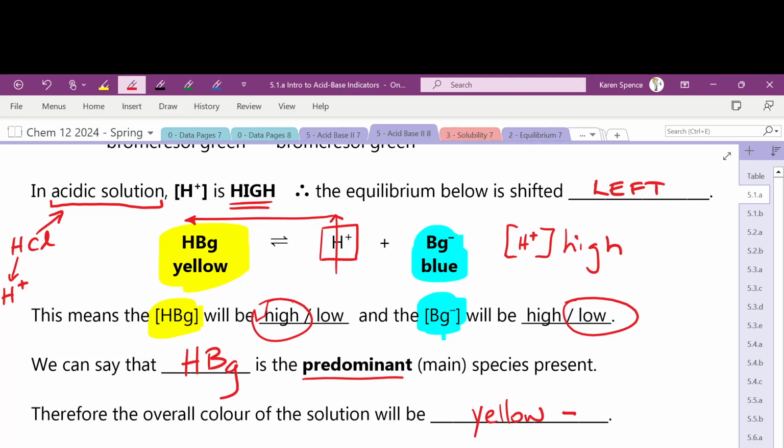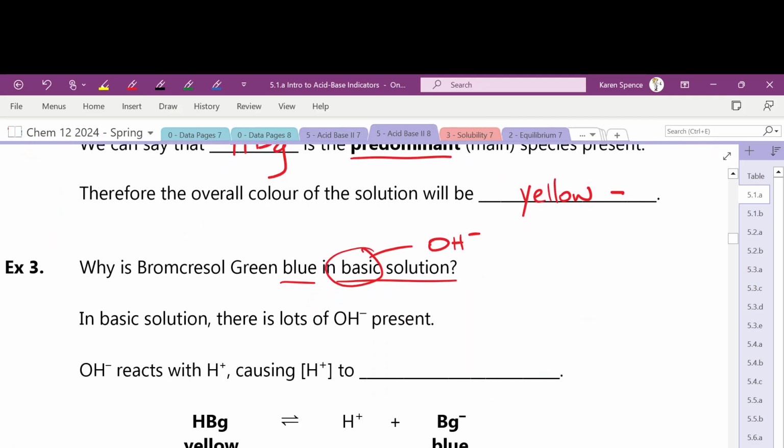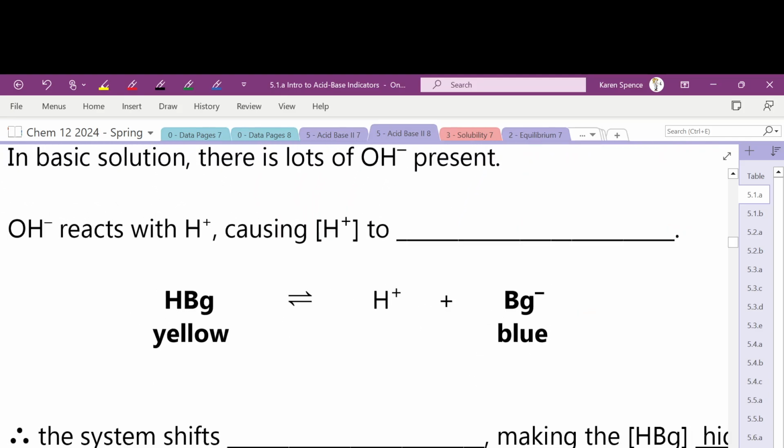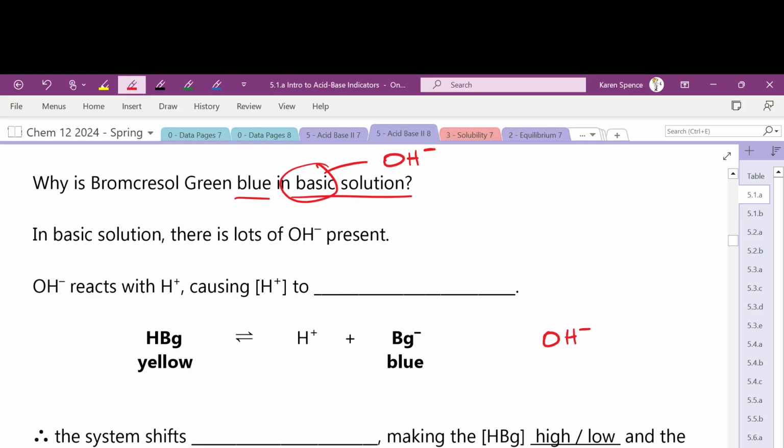Why is bromcresol green blue in basic solution? What do we have a lot of in basic solution? In basic solution, we have lots of OH minus. And if we look at our equilibrium here, how is OH minus going to affect this equilibrium? Yeah, the OH minus reacts with the H plus, causing the concentration of H plus to decrease.